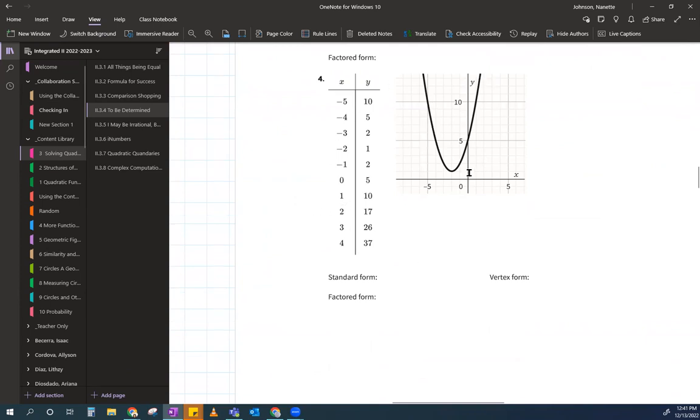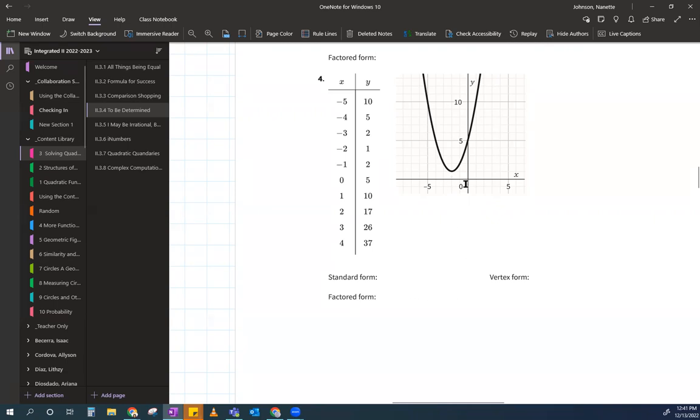Now, this one is a little bit different because you just told me that for the factored form, I need to use x-intercepts, right? You just told me that. But then you're like, hey, Miss Johnson, this one doesn't have any x-intercepts. It doesn't touch the x-axis at all. So I'm like, yeah, so how are we going to write that factored form? So for now, we can't write a factored form. But after the next lesson, we will be able to write factored form.